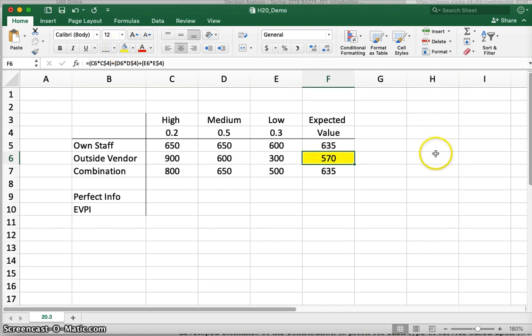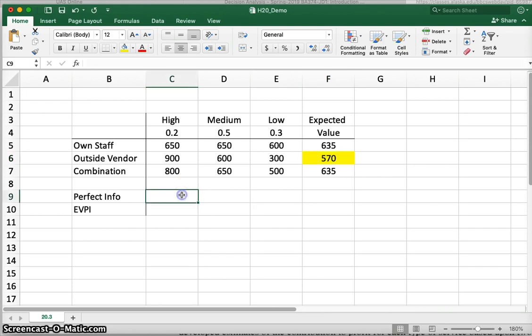Now, if it turned out that demand actually was high, I would have made a different choice. You won't always make the right decision. This is just the right decision given the risk. Okay, so that's the answer to part A. That's the expected monetary value. The one that's the lowest would be the best.